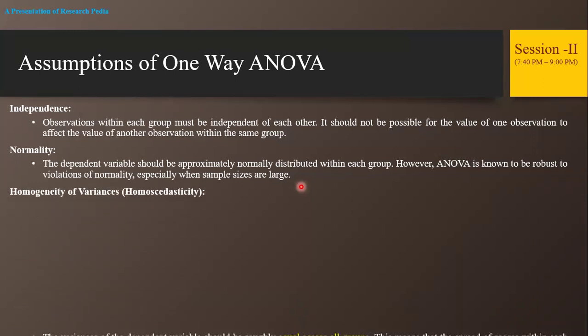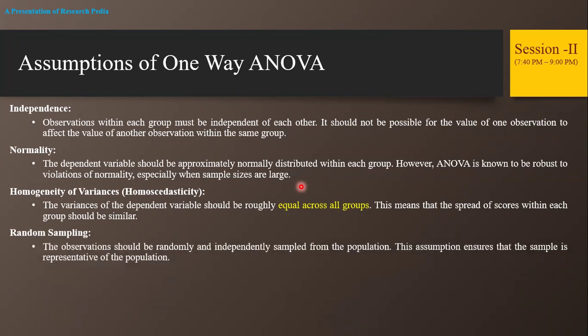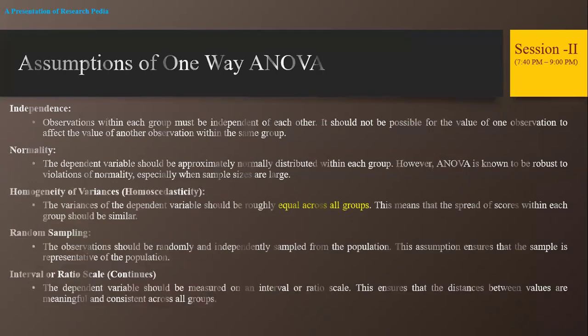The next assumption is homogeneity of variance: your variance across all groups should be equal. This is the assumption for applying one-way ANOVA. The next is random sampling. Your data should be selected through a random sampling approach, and your dependent variable should be either an interval or ratio scale. It should be a continuous variable.